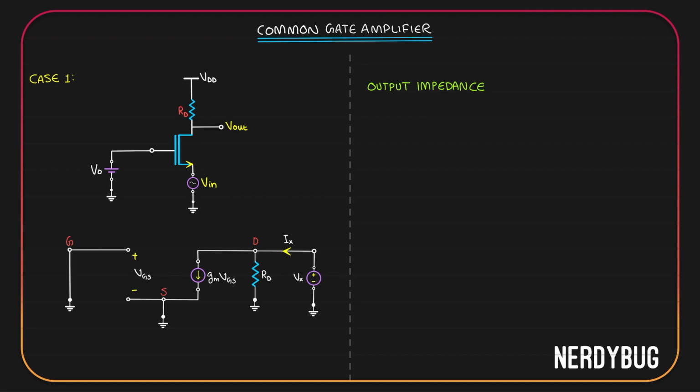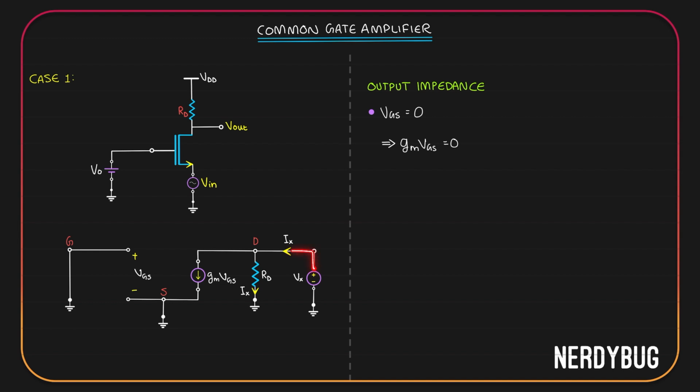The first and the most important thing you have to see here is this. Gate is grounded. Source is also grounded. That means gate and source are at the same potential, which means VGS, the potential difference between gate and source, has to be equal to 0. If VGS is 0, what is gmVGS? It is also 0. So the current flowing over here is 0, which means all of Ix has to flow through RD. None of it is flowing in this direction because gmVGS is 0.